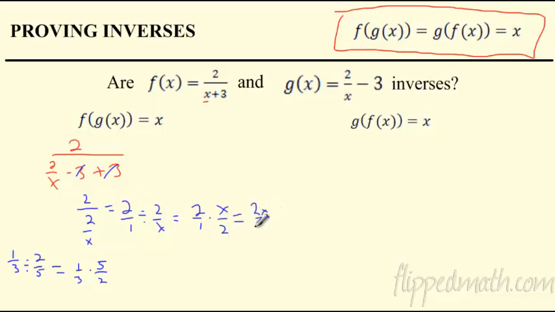I've got 2x over 2, which cancels. Look at that. It equals x. That makes me happy. Woo! So that's a good sign. But sometimes it works one way. It's got to work both ways.